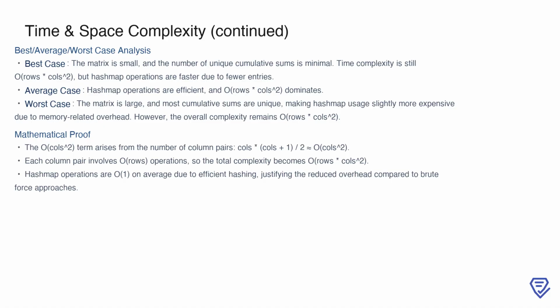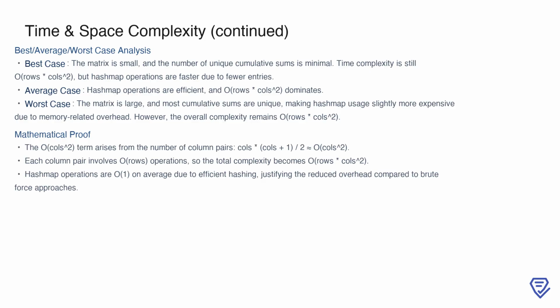Finally, let's analyze the best, average, and worst case scenarios for this algorithm. In the best case, the matrix is small, and the number of unique cumulative sums encountered is minimal. While the time complexity remains rows * cols^2, the hash map operations are faster because fewer entries are stored. In the average case, hash map operations remain efficient, and once again, rows * cols^2 dominates the runtime. In the worst case, the matrix is large, and most cumulative sums are unique, which could slightly increase the memory overhead for the hash map. However, even in this scenario, the overall complexity is still rows * cols^2.